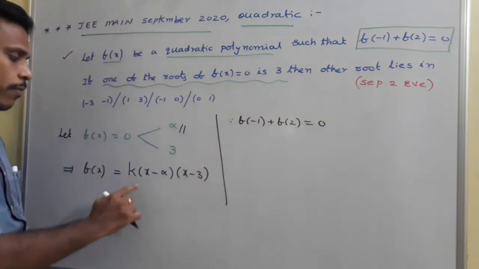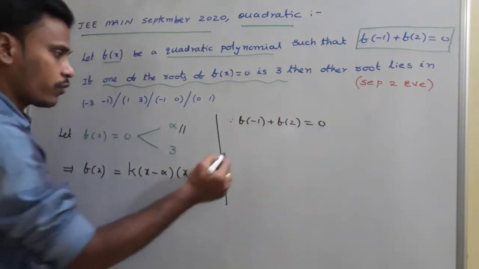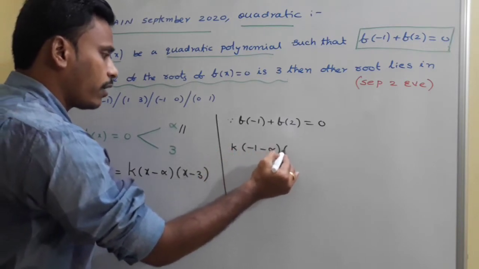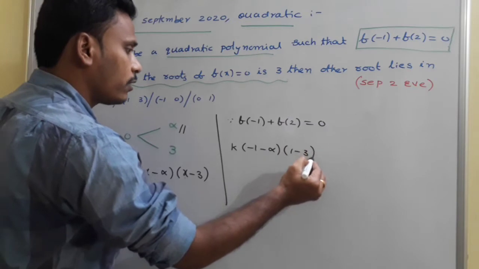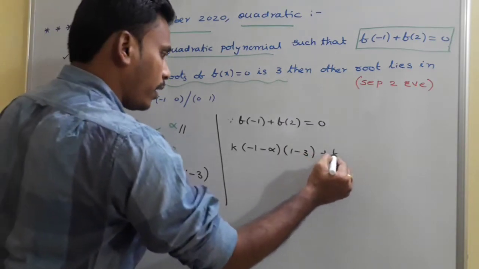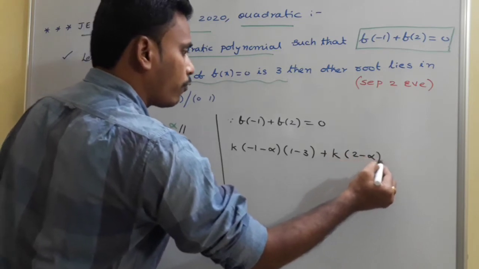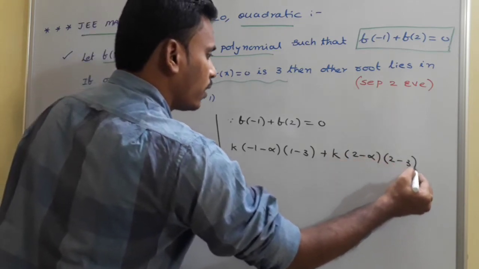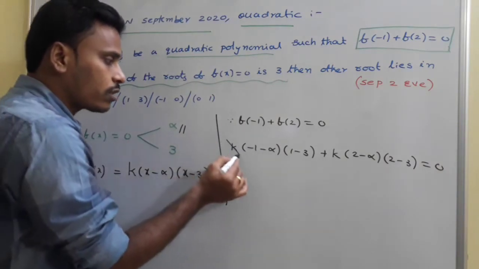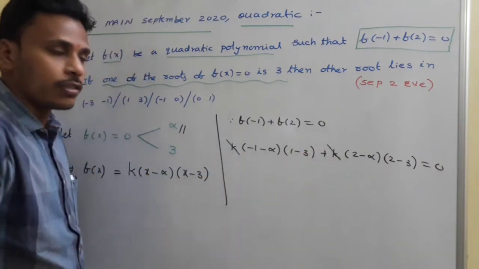So what is f of minus 1? Replace x with minus 1. So k into minus 1 minus alpha into 1 minus 3, plus f of 2. Replace x with 2 now. K into 2 minus alpha into 2 minus 3 is equal to 0. Since it is equal to 0, you just cancel out this k and try to simplify.